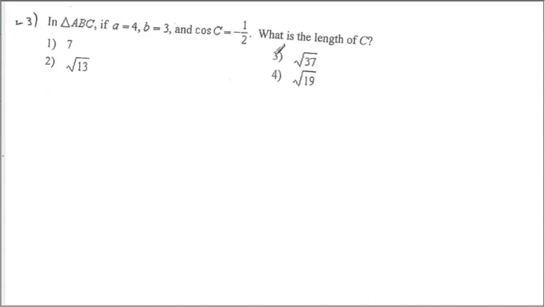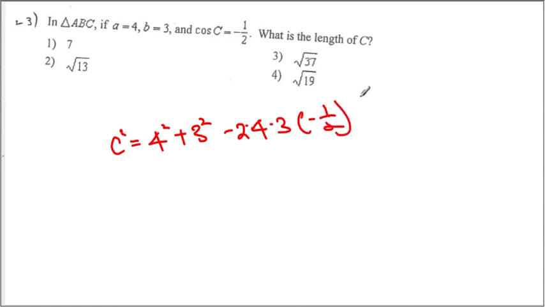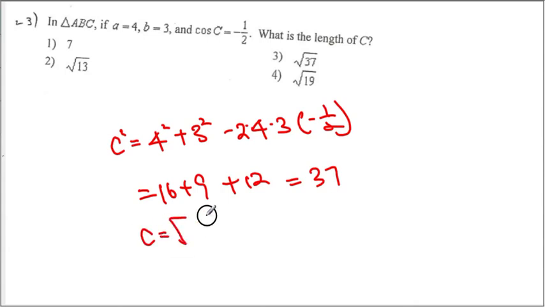What is the length of side C? So C squared will be equal to 4 squared plus 3 squared minus 2 times 4 times 3 times cosine of C, which is equal to negative 1/2. Then this becomes 16 plus 9, and this becomes plus 12, which will be equal to 37. So C must be equal to square root of 37.